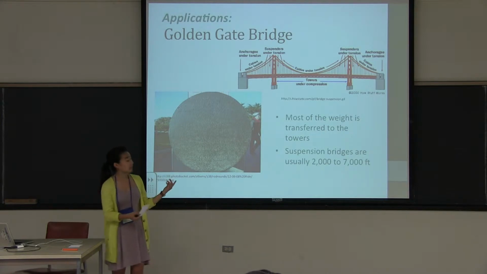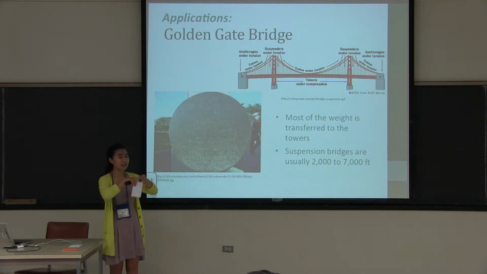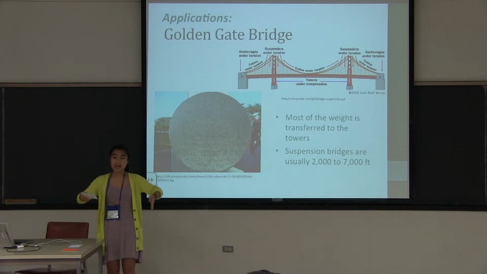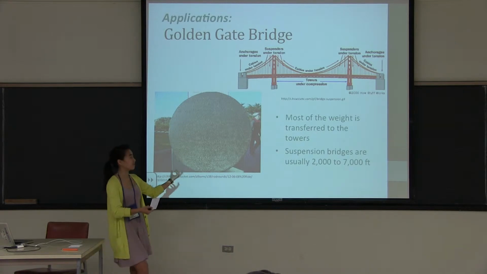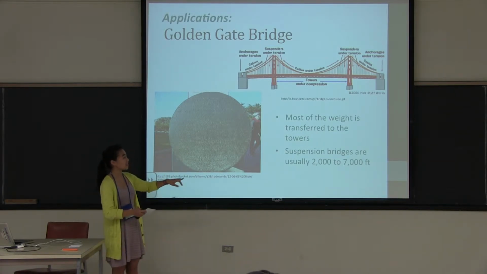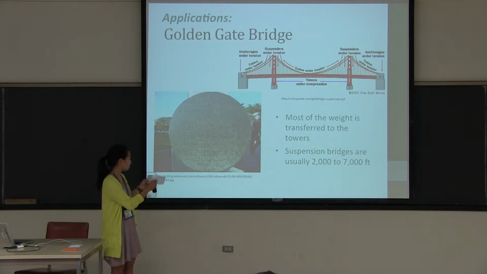Another application would be the suspension bridge, such as the Golden Gate Bridge. The cables are under tension, and the main towers are under compression. You can see this is a cross-section of one of the cables, and it's so large because it has to carry so much tension. And because suspension bridges are strong, they can usually span a long distance.